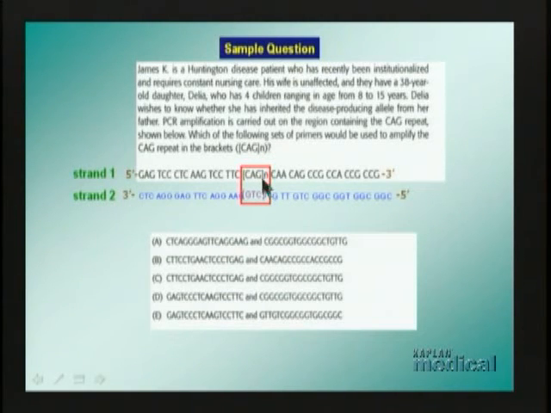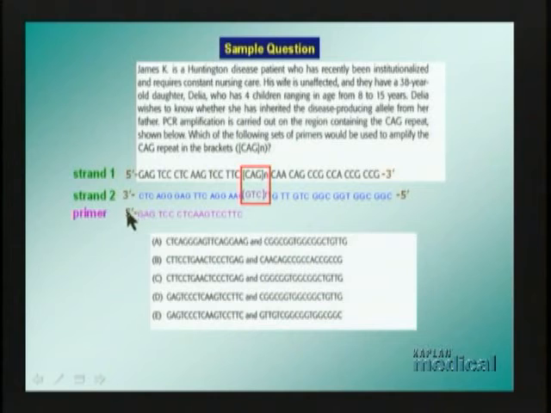So how are we going to amplify just this part among 46 chromosomes? We need to add primers that are near this part of the DNA that we want to amplify. Now, one primer that's going to be used that flanks this part of the double-stranded DNA is shown here. This is one primer that's going to be used. Notice how this primer is complementary and anti-parallel to strand 2, this part of strand 2.